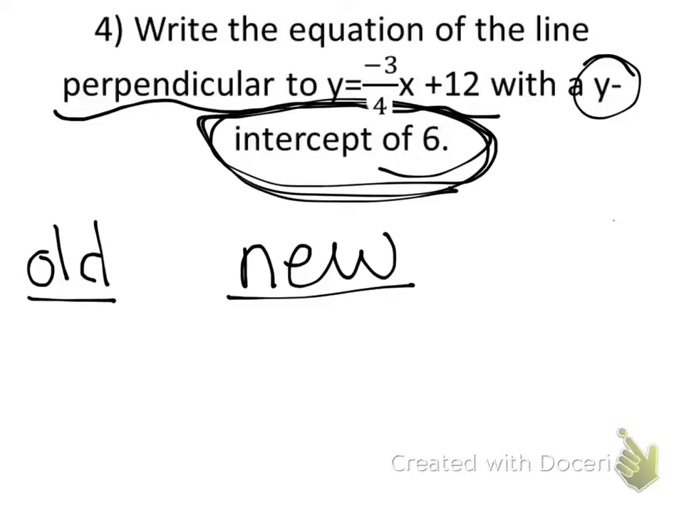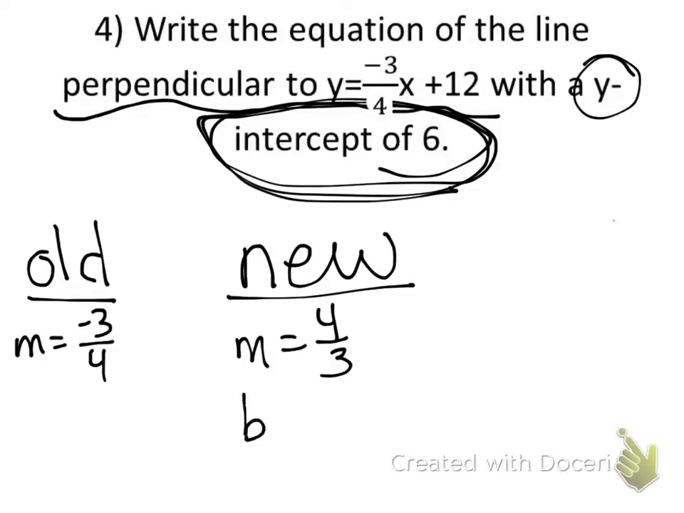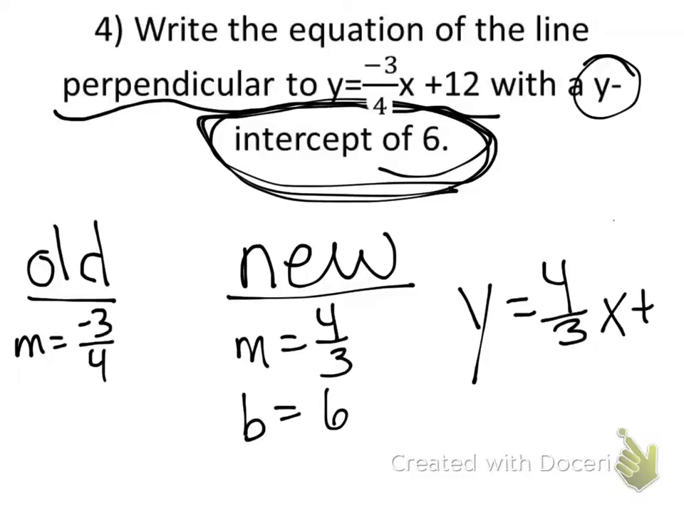What's the old slope? What's the new slope? 4 over 3. Very good. Flip the fraction, change the sign. It was a negative, now it's a positive. What's the new b? 6. Very good. So my equation is? Great. What are your questions?